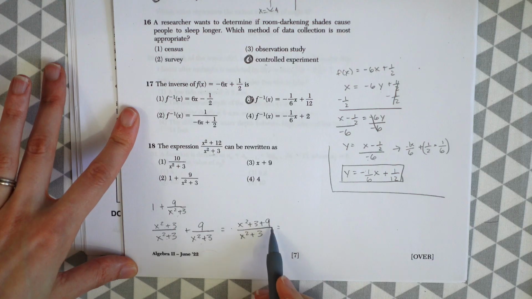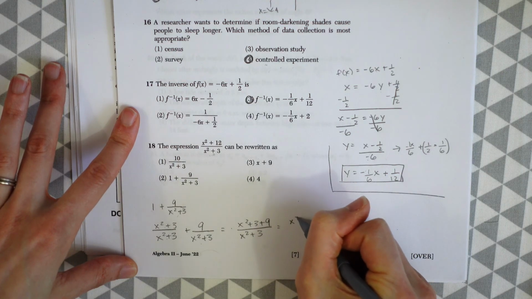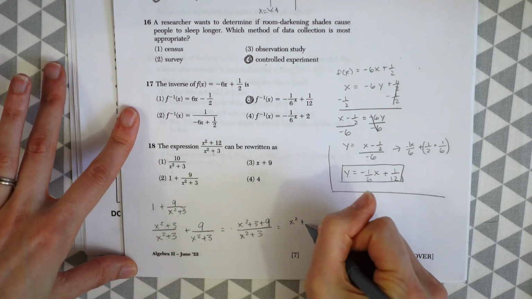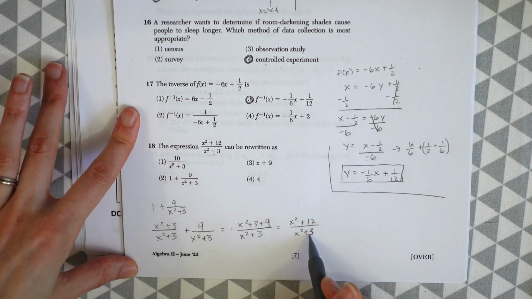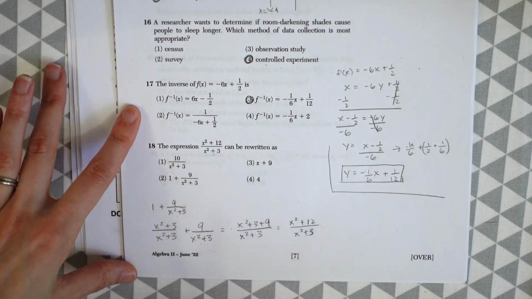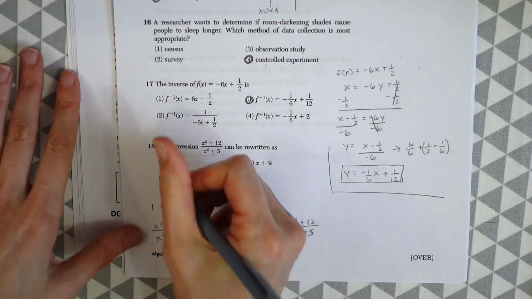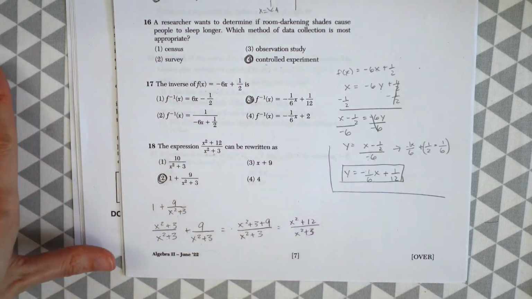Then notice we can add the whole numbers, 9 plus 3 is 12, all over x squared plus 3. We need to ask ourselves, does this match our original expression? And yes, it does. So choice 2 is our answer.